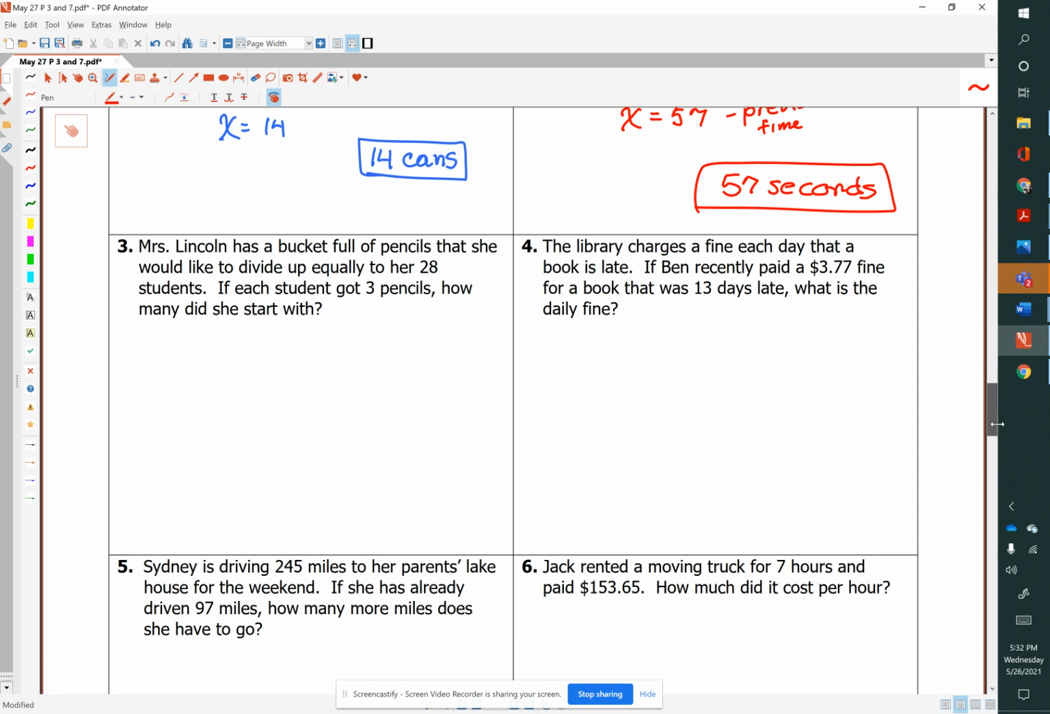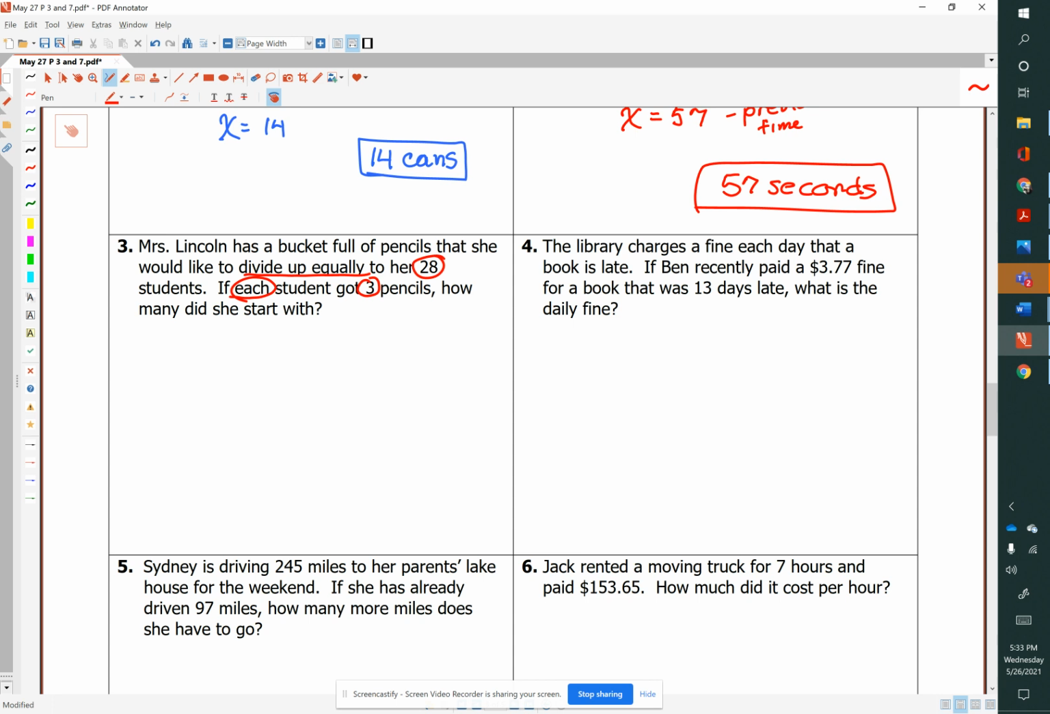Well, let's look at number 3, Mrs. Lincoln. Sounds like a teacher's name. Mrs. Lincoln has a bucket full of pencils that she would like to divide up equally to her 28 students. If each student got 3 pencils, how many did she start with?